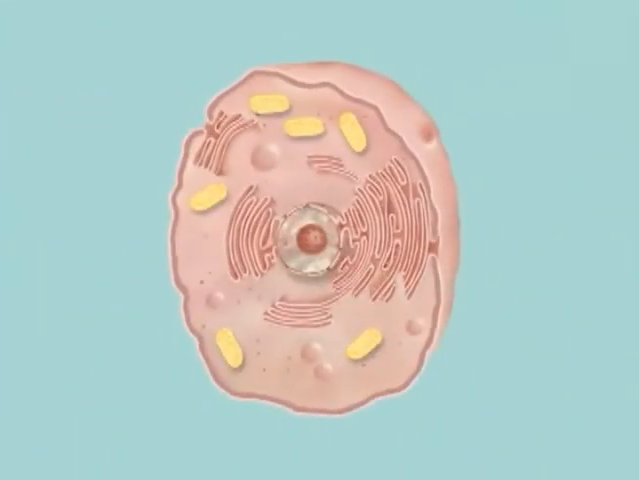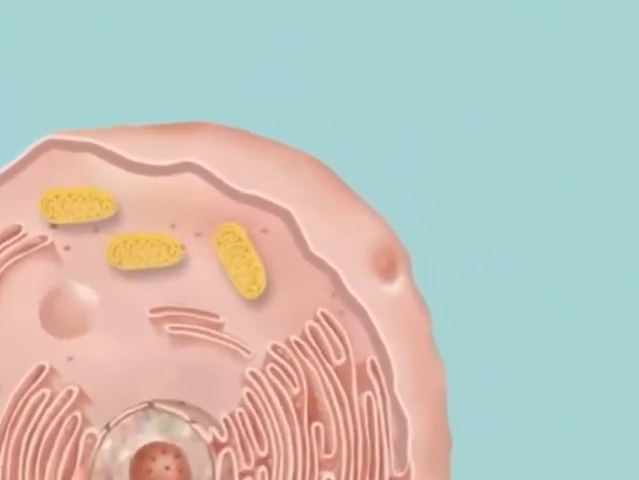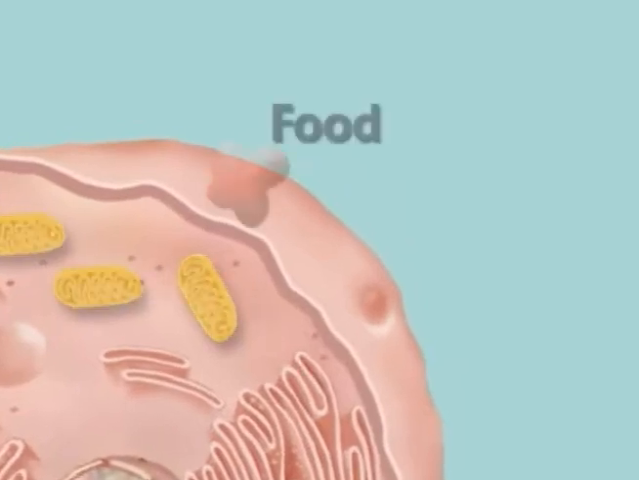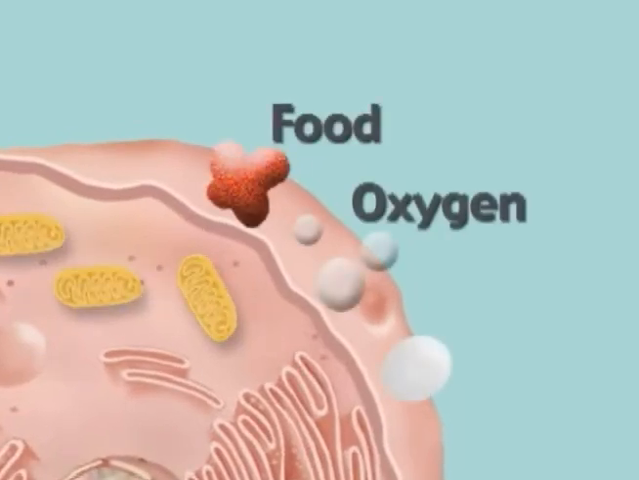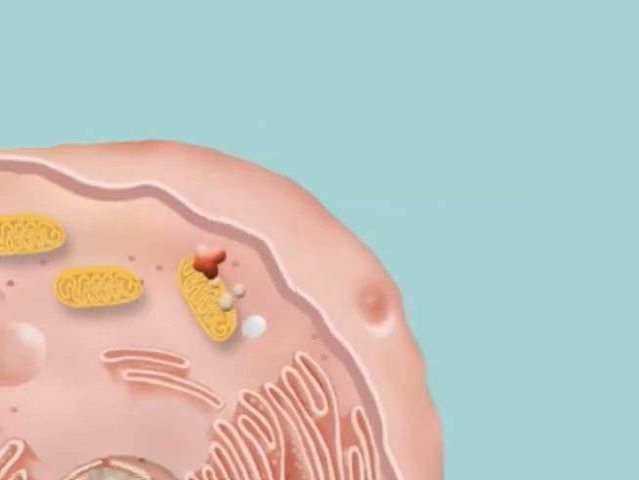The energy required for transport is supplied by the mitochondria. Mitochondria need food, oxygen, and water to produce this energy. The waste product of this process is carbon dioxide.